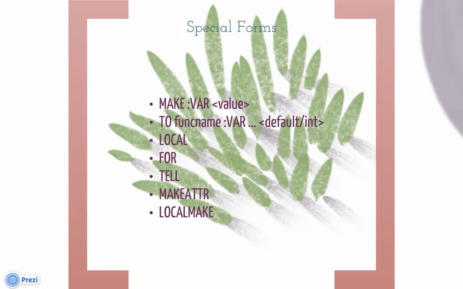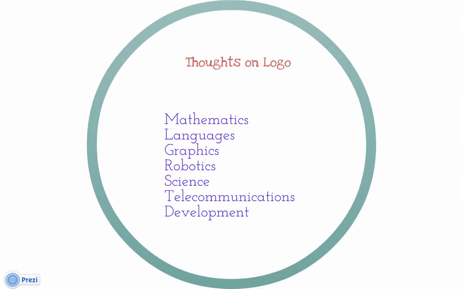And Logo also uses special forms that have side effects, and a short list of them is make, to, local, for, tell, and make attribution, and local make. Those also stress the usage of word syntax, achieving the goal of simplicity for Logo.